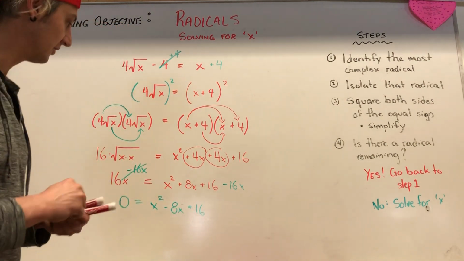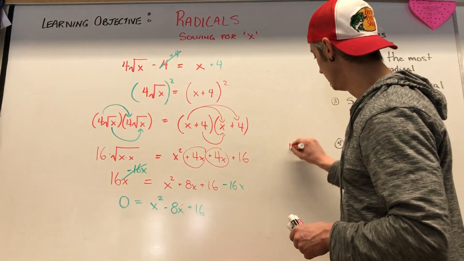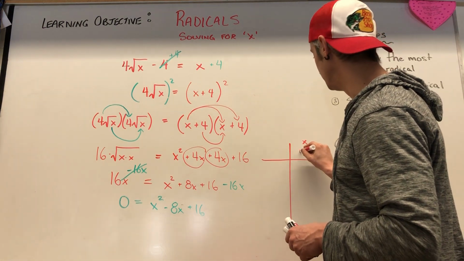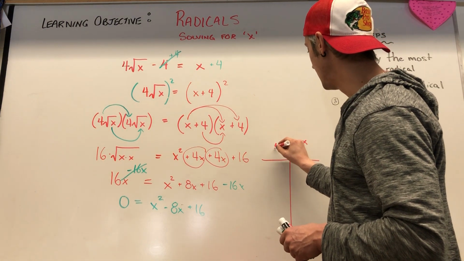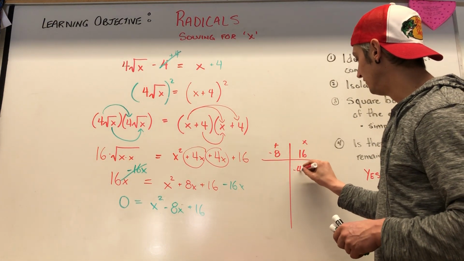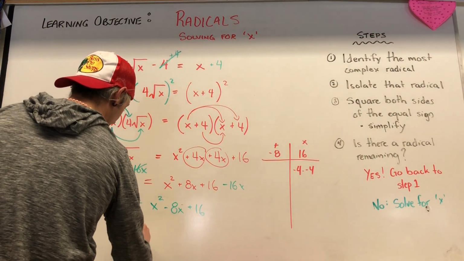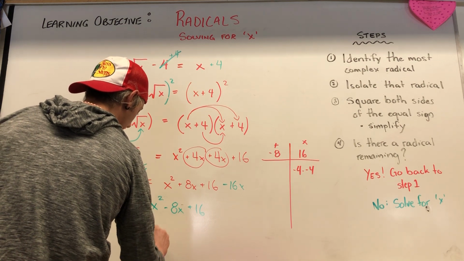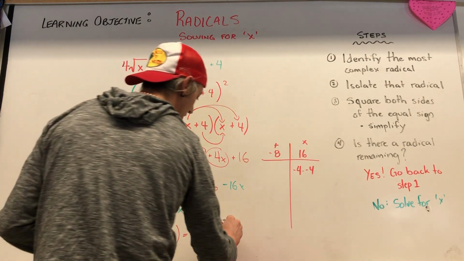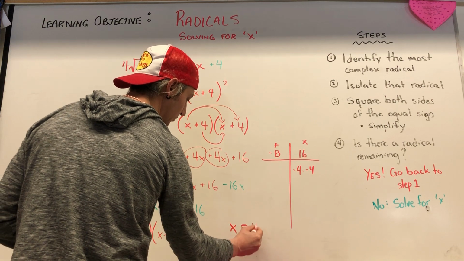And now I'm going to factor this using product sum. So, because there's no term in front of the x squared, I am looking for two numbers that multiply to 16 and add to negative 8. And those two numbers are negative 4 and negative 4. So that my answer here is x minus 4 times x minus 4 is equal to 0, or x is equal to 4.